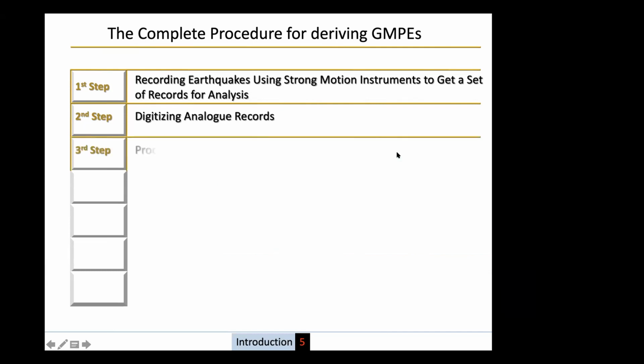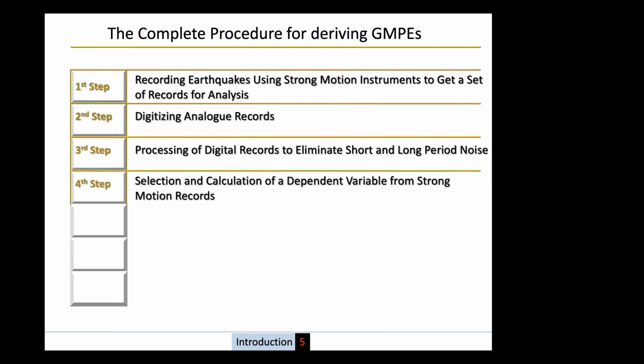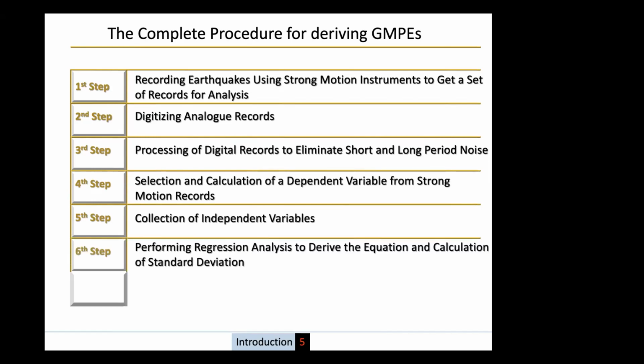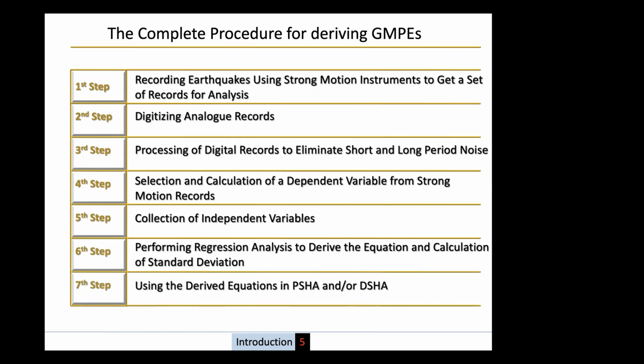The third step is to process the digital records to eliminate long and short period noise. Then we can select and calculate the dependent variables from strong motion records. The next step would be to collect the independent variables of the equation, like magnitude, distance and site, and we will discuss it later on. The next step is to perform regression analysis to derive the equation and calculate the standard deviation, the uncertainty, and we will finally use it, as we already said, in probabilistic seismic hazard analysis or deterministic seismic hazard analysis.